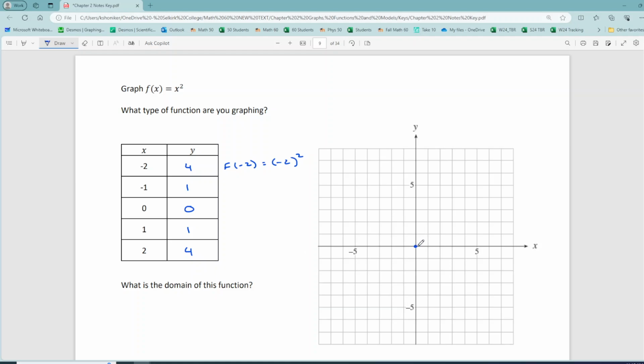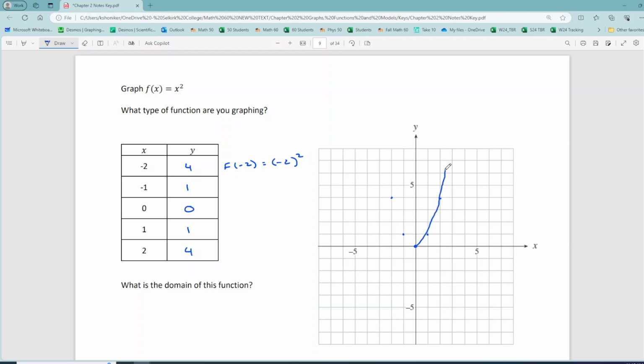From this point here, I'm going to go over 1 and up 1, over 2 and up 4. Now I always like as many points as possible, but I can't fit it. I was going to say over 3 and up 9, but the grid only goes to 8. So that's as far as I can go. So I'm going to connect my dots.